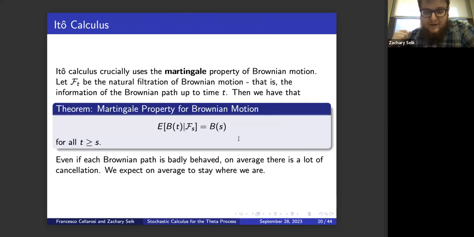And crucially, like I said, it uses the martingale property of Brownian motion. And basically what the martingale property tells you is that if you look into the future, given all of the information up to where you are now, you expect to stay where you are. So on average, the increments are going to be 0, right? You don't go up, you don't go down. So there's a lot of cancellation, at least when we're averaging over paths, right? And this is really what makes the Ito calculus work, is that you can average over these paths using this martingale property. And then this will let us show that these Riemann-Stieltjes sums exist in a weaker sense, right?